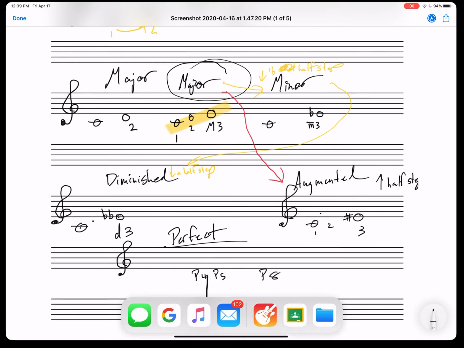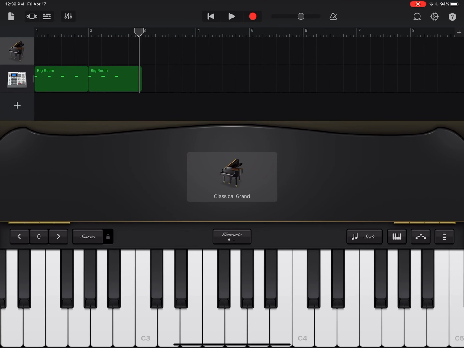So if we're starting from C here, if we go C to F, that's going to be our perfect fourth, and then from C to G, or Do to Sol, that's going to be our perfect fifth. And then of course we have that's going to be our perfect eighth or our perfect octave.